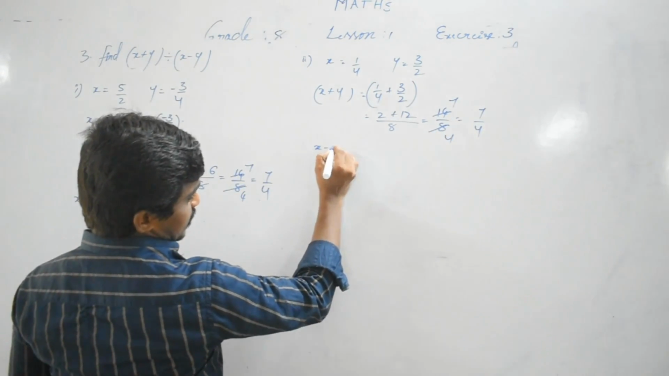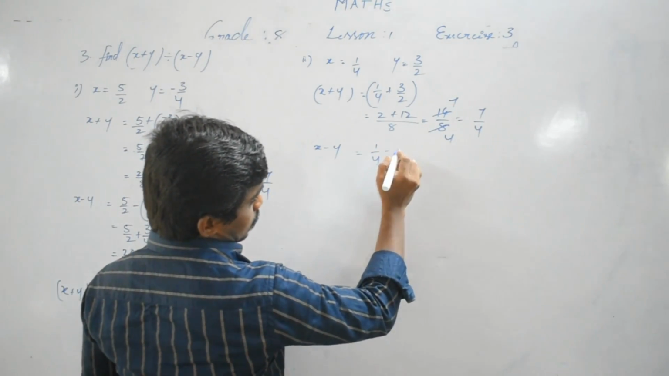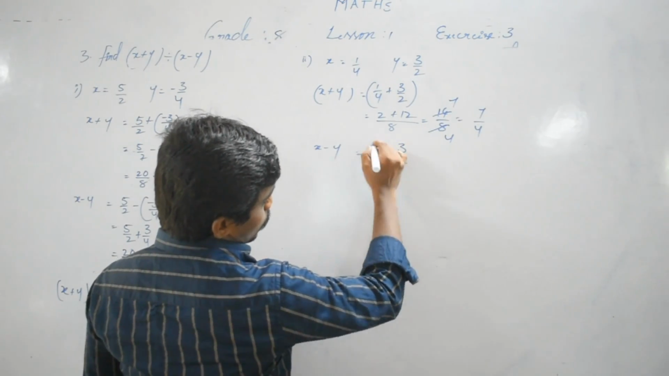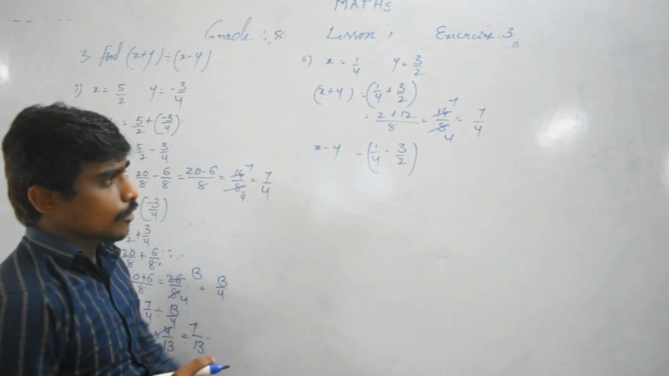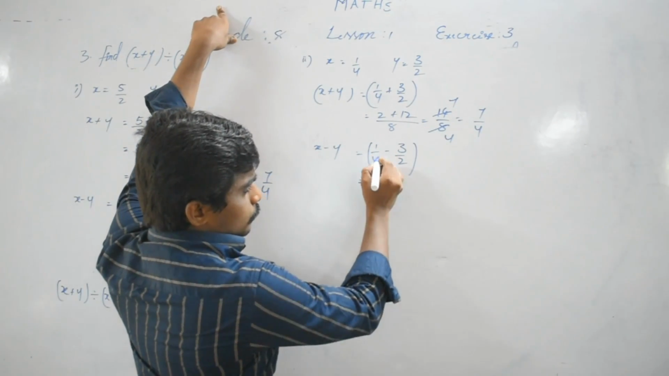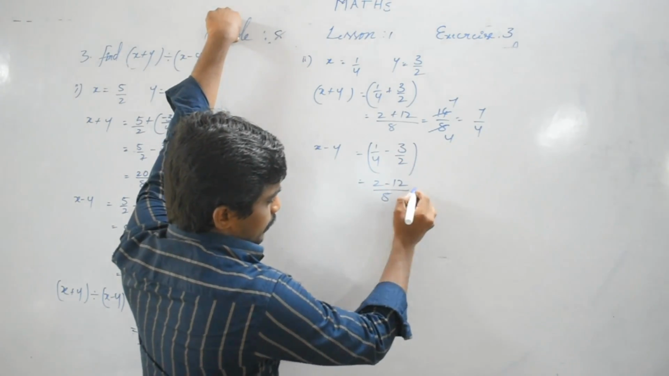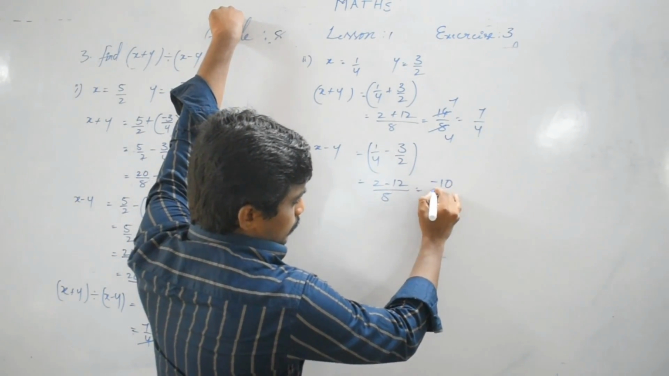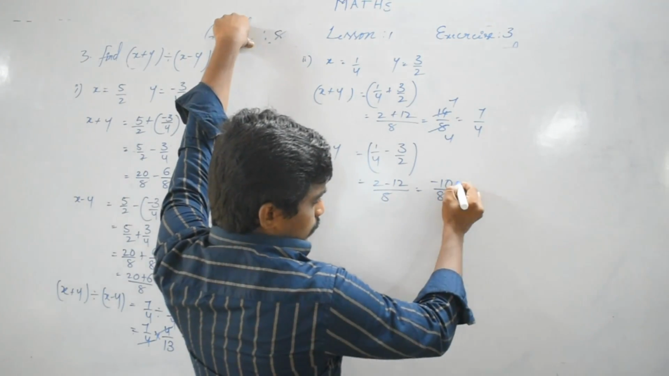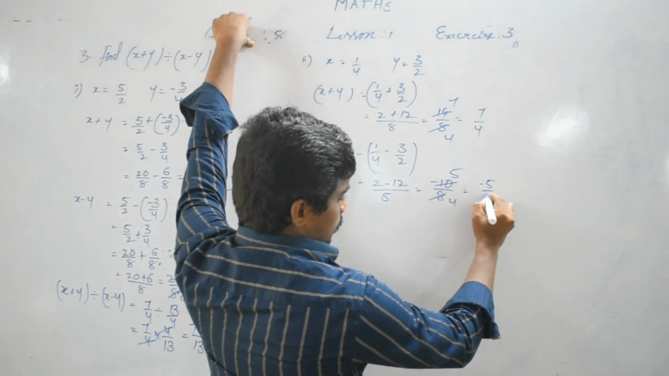Next x minus y, 1 by 4 minus 3 by 2. So 2 1s are 2, 4 3s are 12, by 4 2s are 8. So minus 10 by 8. So here 2 5s are 10, 2 4s are 8, minus 5 by 4.